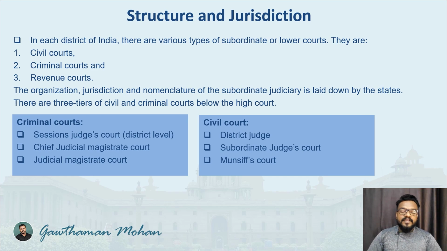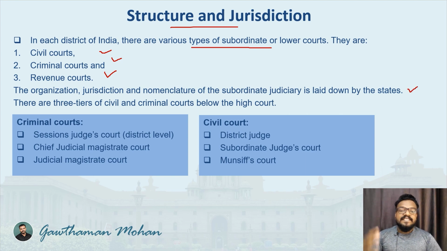Hello everyone, in this video we are going to discuss the structure and jurisdiction of the subordinate courts. When you look at the structure of the subordinate courts, we can see that there are various types of subordinate or lower courts in a district, and they are the civil courts, criminal courts and the revenue courts. Civil court, criminal court and revenue court. The organization, jurisdiction and nomenclature of the subordinate judiciary is laid down by the state.